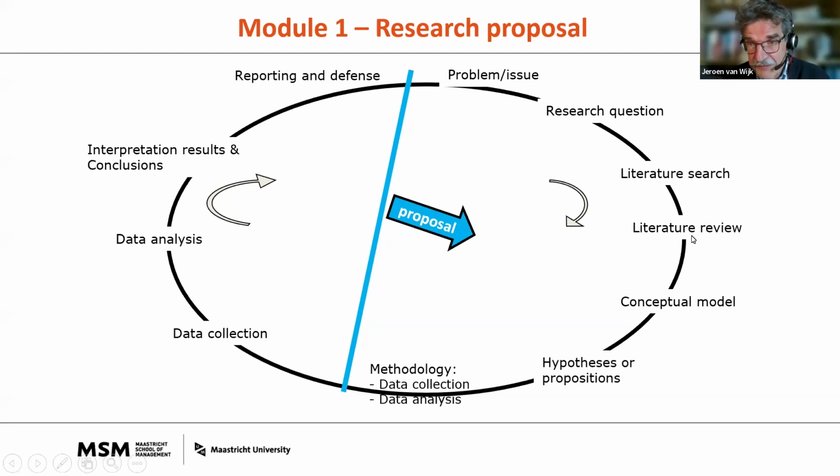You have to write a review of that academic literature, so we explain how you best can start with a literature review. The literature review ends in a conceptual model, which sounds more complicated than it is in the end, but it also contains your hypotheses and your propositions. So that's what we will do in the first module. Modules 2 and 3 will be focused on data collection, either qualitative or quantitative.